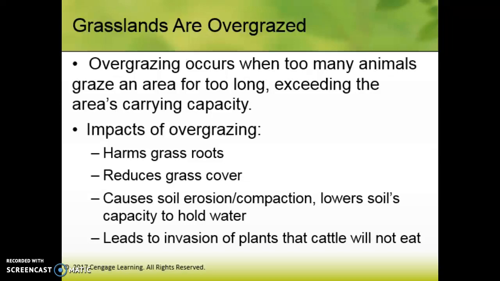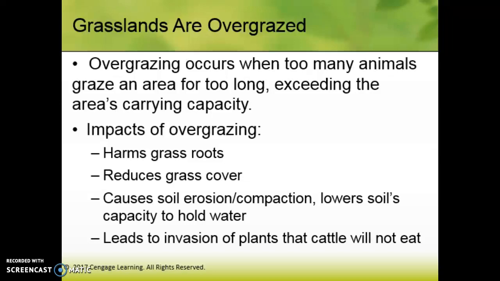Tragedy of the commons right here. I mean, this is where the tragedy of the commons came from. Overgrazing occurs when too many animals graze an area for too long. Duh. You're exceeding the area's carrying capacity. Impacts of overgrazing, you're going to permanently damage the grass.